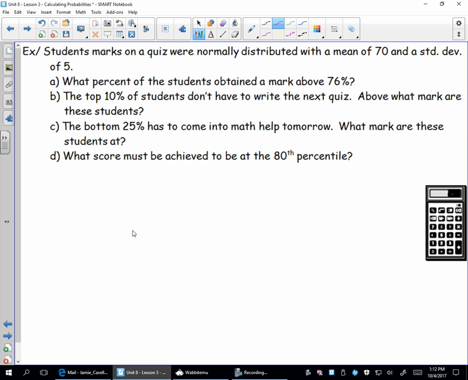Okay, let's try some different things. Students' marks on the quiz were normally distributed with a mean of 70 and a standard deviation of 5. What percent of the students obtained a mark above 76? In other words, what's the likelihood of getting more than 76?